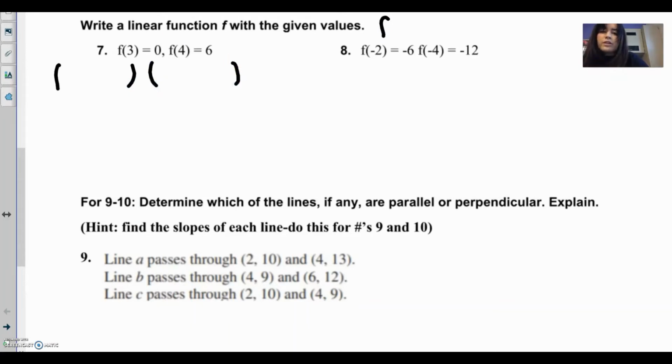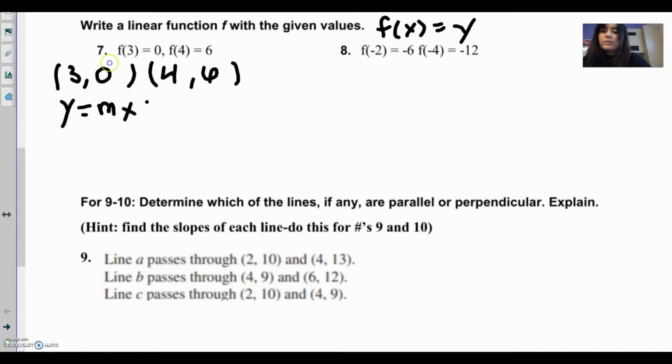Okay, we learned that it is always f of x equals some number, some y, some output. So for 7, 3 is x and 0 is y. 4 is x and 6 is y. Okay, so you can do 7 and 8 from here, just like the above problems, or we can use slope-intercept form, which are the same steps for m. We're doing 6 minus 0, 4 minus 3. We get 6 as our slope.